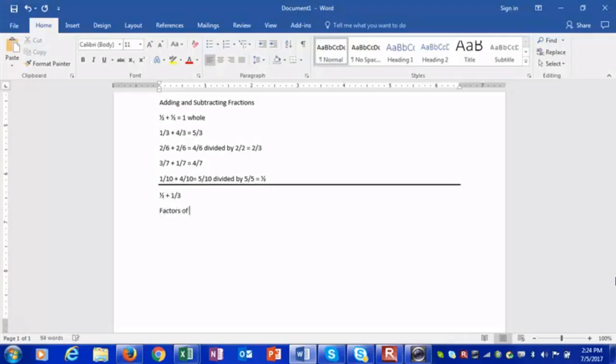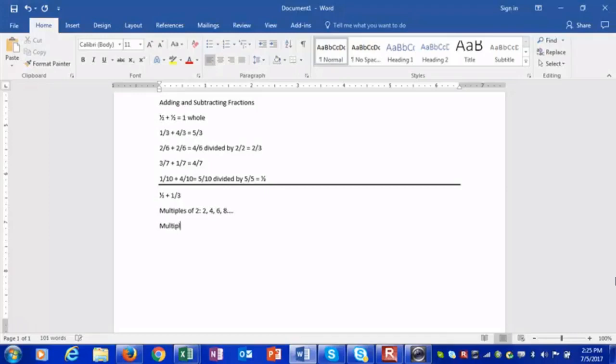Factors of 2 are 1 and 2. But if you were to look at it in terms of multiples of 2, that would be a little bit easier. Multiples of 2: 2 times 1 is 2, 2 times 2 is 4, 2 times 3 is 6, 2 times 4 is 8, and so on and so forth.